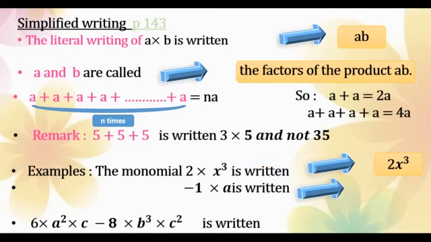The same thing happens when we are multiplying minus 1 by a. We can just write minus a, because the 1 we do not have to write if we want. So 6 times a squared times c minus 8 times b cubed times c squared is written... we can just eliminate the multiplication sign between a number and an unknown, or two unknowns, but the plus and minus we have to keep. So we can write this operation in the form of 6a squared c minus 8b cubed c squared.